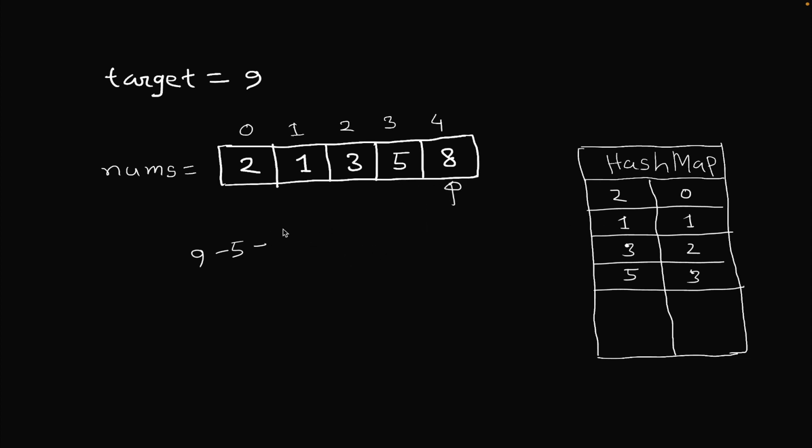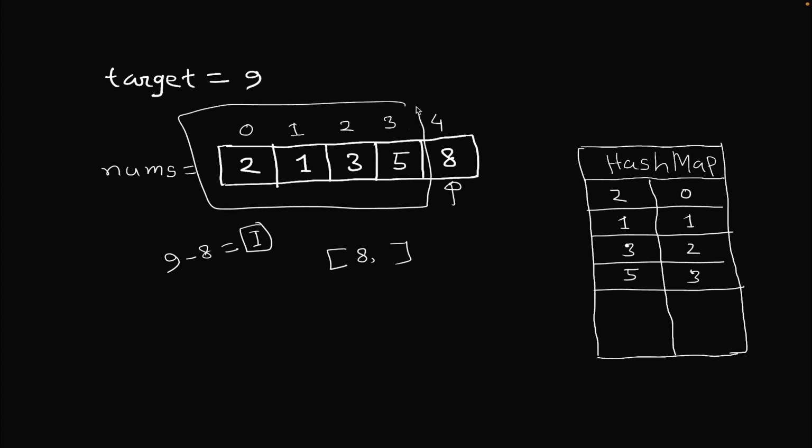Now we are going to assume 8 is part of the pair that adds to the target 9. If we assume this pair adds to the target 9, then here we should have the number 9 minus this value 8, which equals 1. If we have 1 here, then this pair adds to the target 9. Now we have to check: does 1 exist on the left of 8? We see that 1 exists in our hash map.